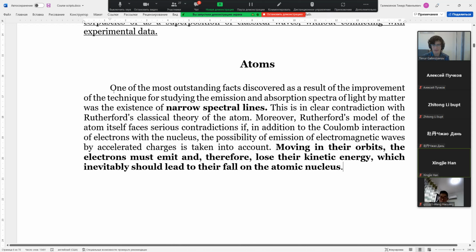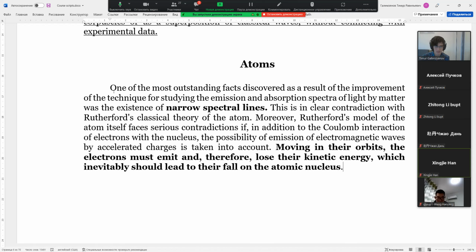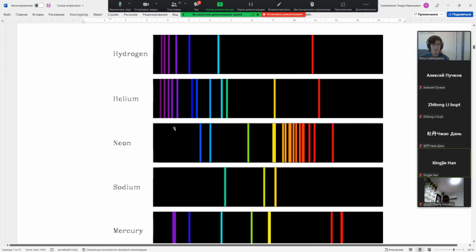So, atoms. Another problem with classical physics was the description of the behavior of atoms. By the end of the 19th century, people understood that atoms can emit or absorb energy only in some portions. They could be described by very narrow spectral lines. They can radiate energy or light only in narrow regions of frequency. It could be seen in that kind of picture.